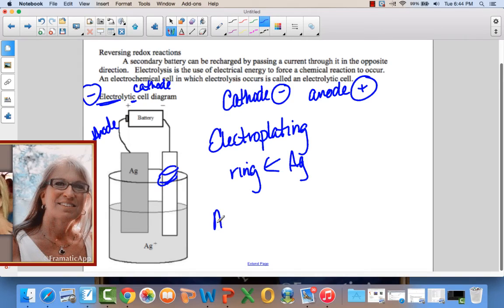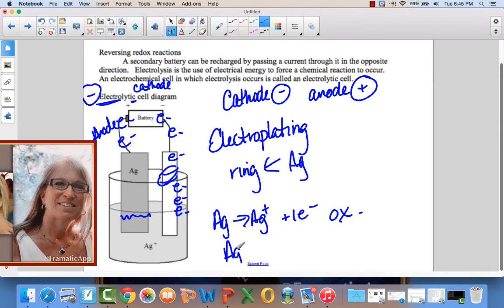So a half reaction here would be Ag going to Ag+, you see the ions in solution, plus one electron. That's your oxidation half reaction. And this is going to get smaller with time. All the electrons are going to come up here, go through the wire, and plate all over this electrode and this ring. Then the silver ions are going to go, oh look, electrons, Ag+ plus one electron, and form silver metal. And that silver metal is going to form on top of the ring.